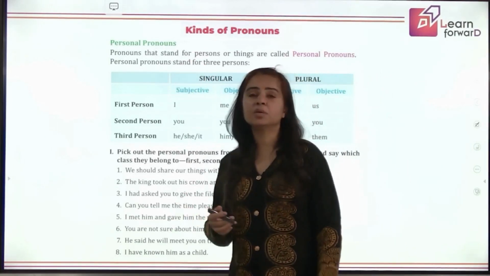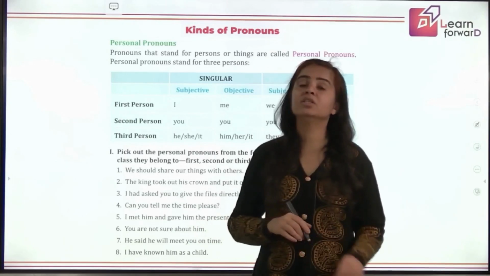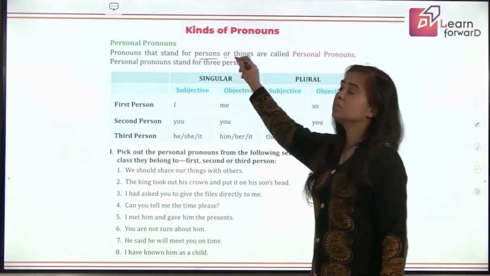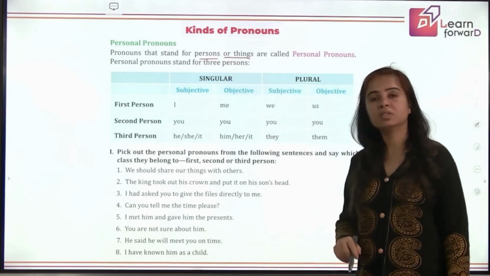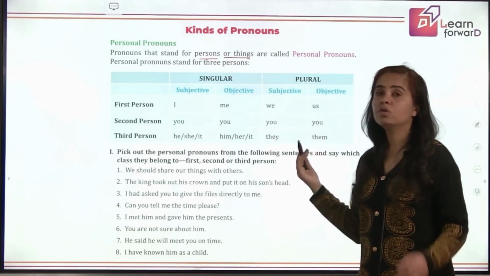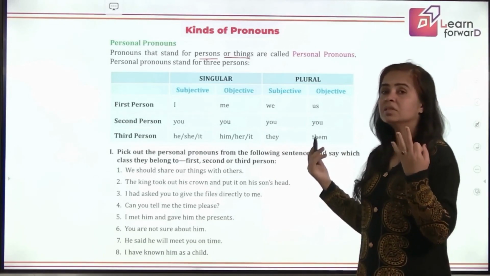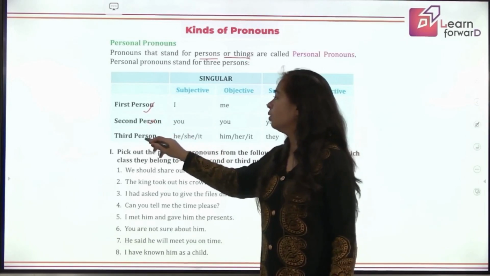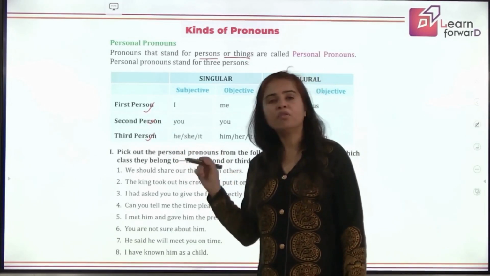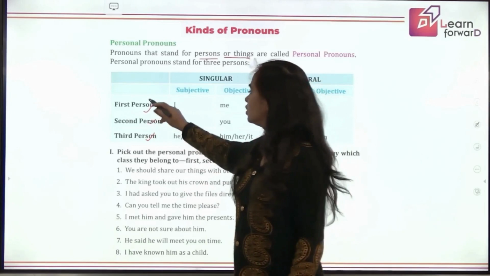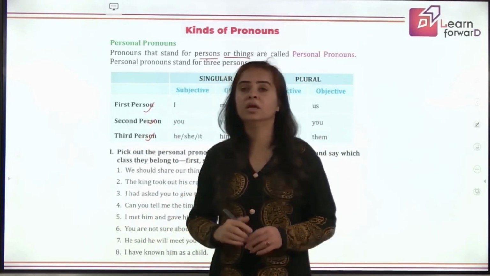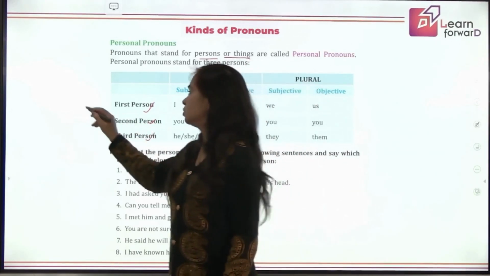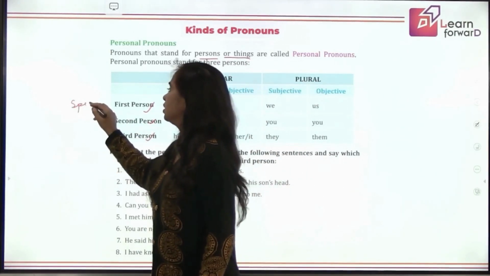First one is personal pronouns. As I have just told you, they relate to person. We talk about people here. So they stand for persons or things, and they are personal pronouns. And I told you we have three persons in personal pronouns. That is first person pronoun, second person pronoun, and third person pronoun. Now we must understand what you mean by first person, second person, and third person. Whenever we are speaking, the speaker is the first person. So the first person refers to the speaker.